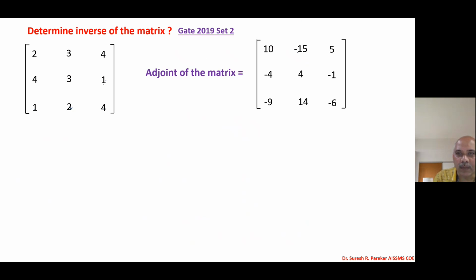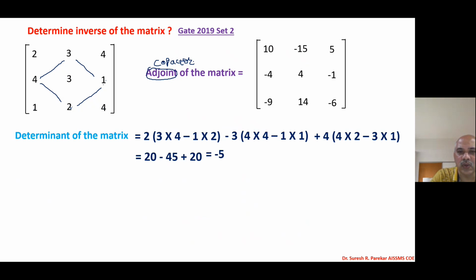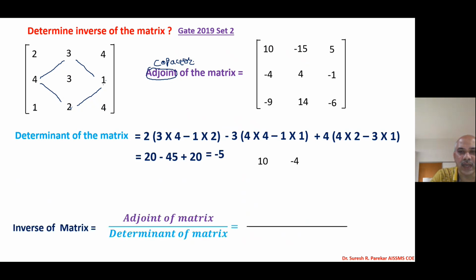Then we have plus 15, and we have made it minus because for the values of this 4 we have to consider it as minus. Then for this 4, 8 minus 3, we have 5. Then for this, 12 minus 8, 4, so we have made minus 4. So this is not adjoint, actually this is the cofactor of the matrix. And then we will have this determinant. Now just I have shown you, this is minus 5, and then the adjoint we will get.